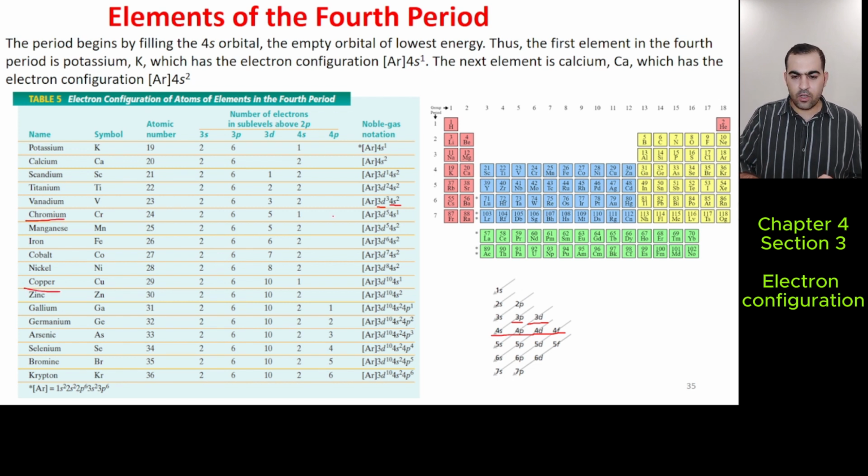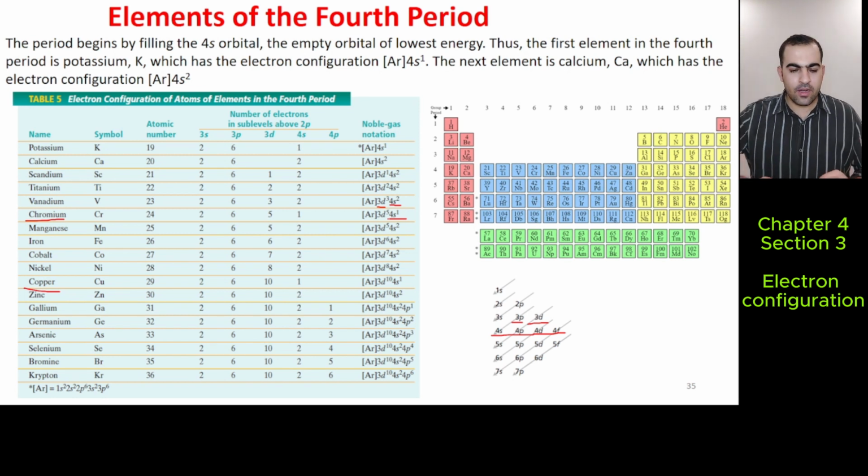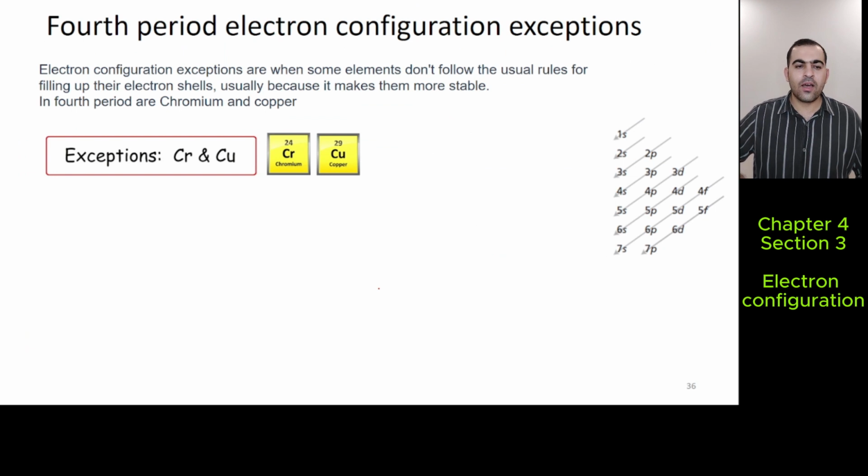Another thing here, chromium and copper. Pay attention. Why do they contain one electron in 4s? We know that first we fill 4s, then what? Then 3d. But here 4s has not been filled, and we have put electrons in 3d. Here also for copper. What are these? They are exceptions. In the fourth period, there are two exceptions, chromium and copper.